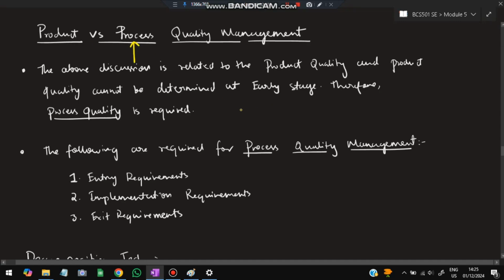Because if you are following a good quality process, obviously the product made using that process will have good quality, right? That is common sense. So the same thing applies here. If the process is good, the product will also be good. So what are the aspects in process quality management?